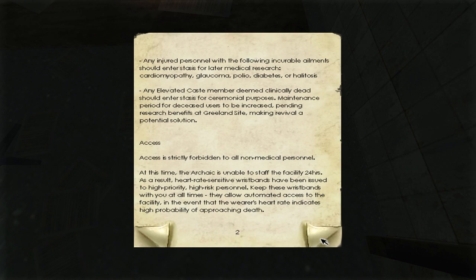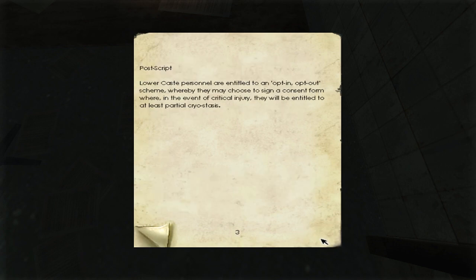Access is strictly forbidden to all non-medical personnel. At this time, the Archaic is unable to staff the facility 24 hours. As a result, heart rate sensitive wristbands have been issued to high priority, high risk personnel. Keep these wristbands with you at all times. They allow automated access to the facility in the event that the wearer's heart rate indicates high probability of approaching death. P.S. Lower caste personnel are entitled to an opt-in, opt-out scheme whereby they may choose to sign a consent form where in the event of critical injury they will be entitled to at least partial cryostasis. Partial?